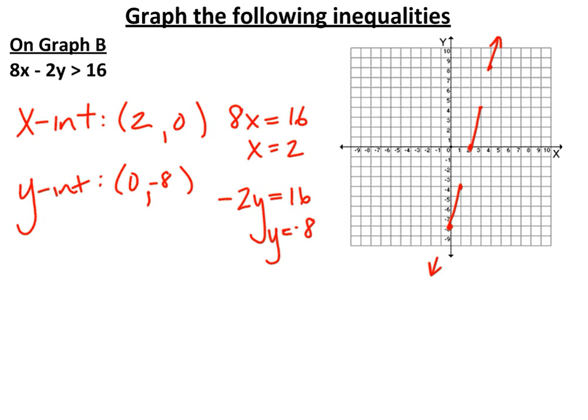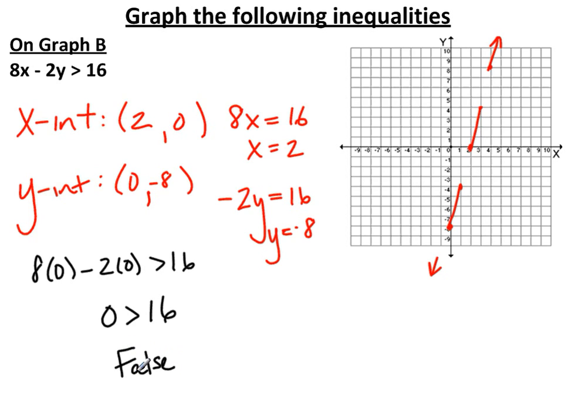But now I need to pick a test point and figure out what side I'm going to shade. (0, 0) happens to be on one of the sides, so I'm going to go to my original equation. Anywhere I see an x, I substitute a 0, and the same thing for y. 0 minus 0 is 0. Is that greater than 16? No, this is a false statement, which means (0, 0) is not a solution to this inequality. So I'm not going to shade the side that contains (0, 0). I'm going to shade this side.